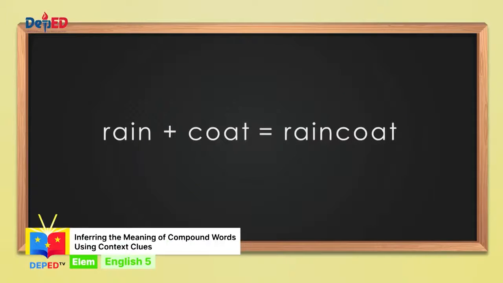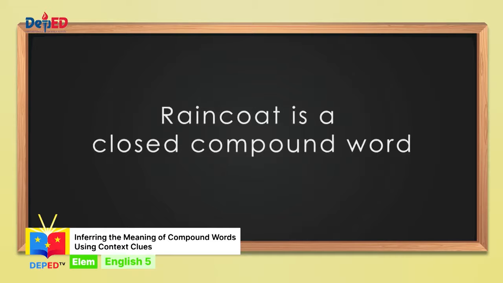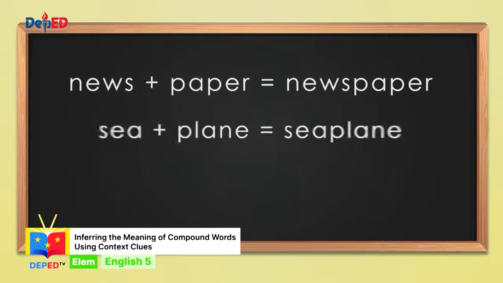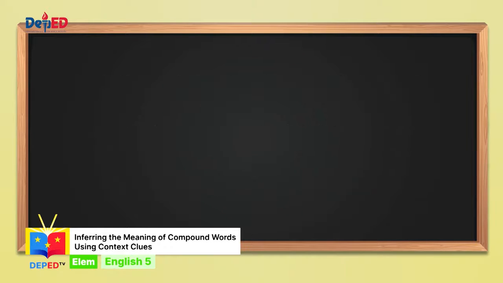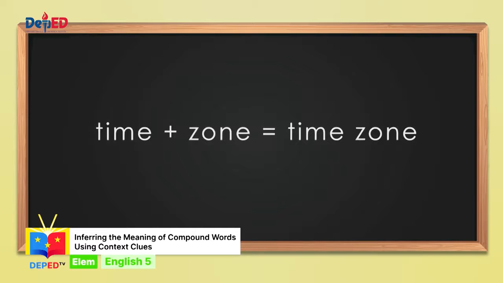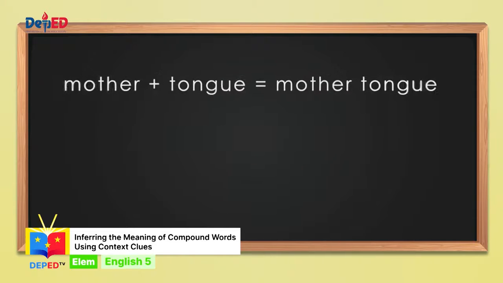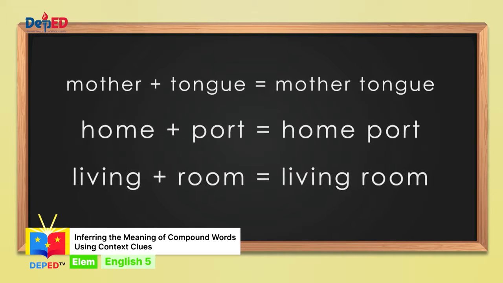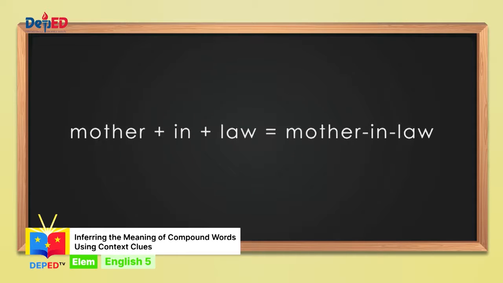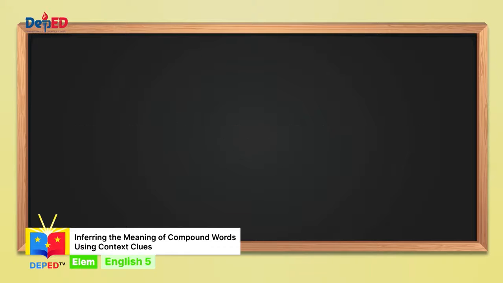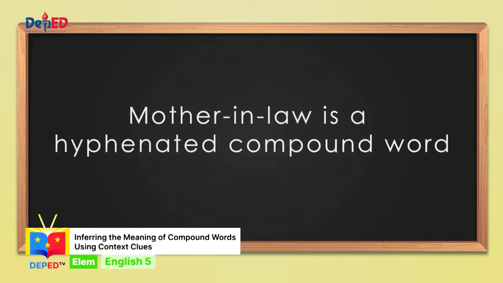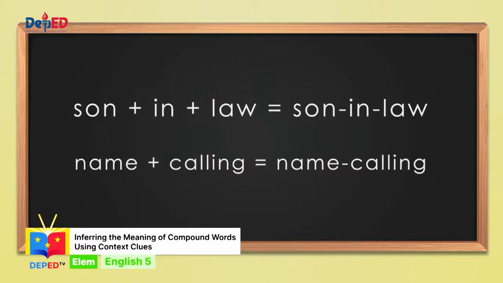Raincoat is an example of a closed compound word. A closed compound word is written as one word with no space. Examples are newspaper, seaplane, and someone. Time zone is an example of an open compound word. An open compound word is written with space between words. Examples are mother tongue, home port, and living room. Mother-in-law is an example of a hyphenated compound word. Hyphenated compound words are words strung together with a hyphen. Examples are son-in-law and name-calling.